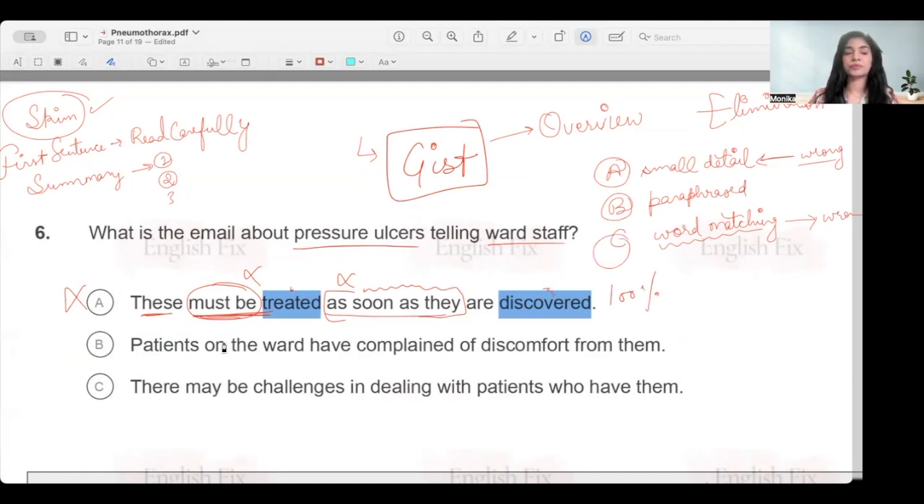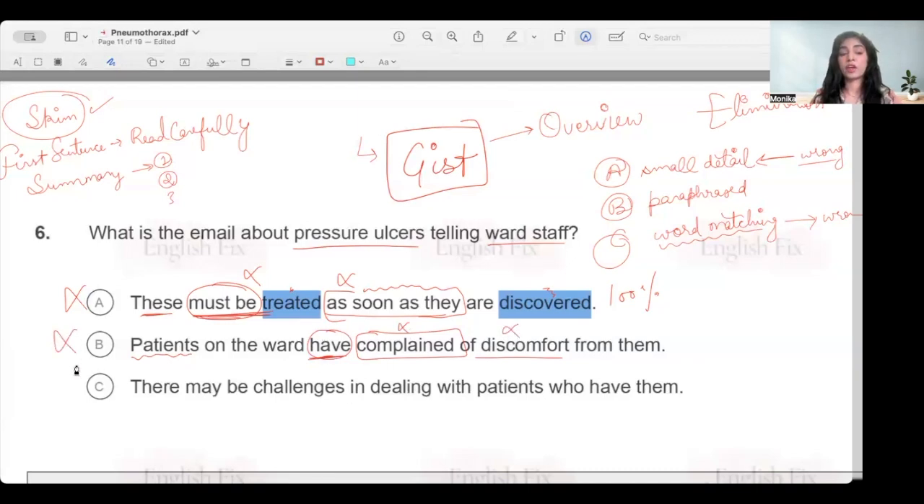Let's look at B now. Patients on the ward, the people who have pressure ulcers, have complained of discomfort from them. I didn't see any complaints. They use the word patients, which people would think about, okay, they talked about patients, but they didn't talk about complaining. They talked about reluctance to move, but they didn't talk about complaining of discomfort from them. And notice that patients have done this, which means they have done it in the past, but we didn't get any such information. They're talking about things in a very general way.